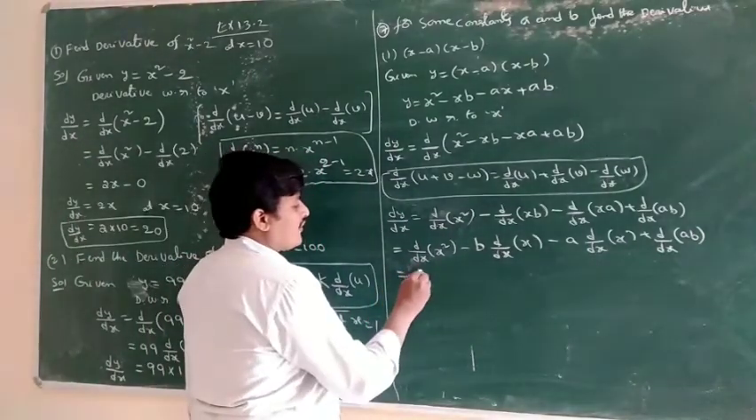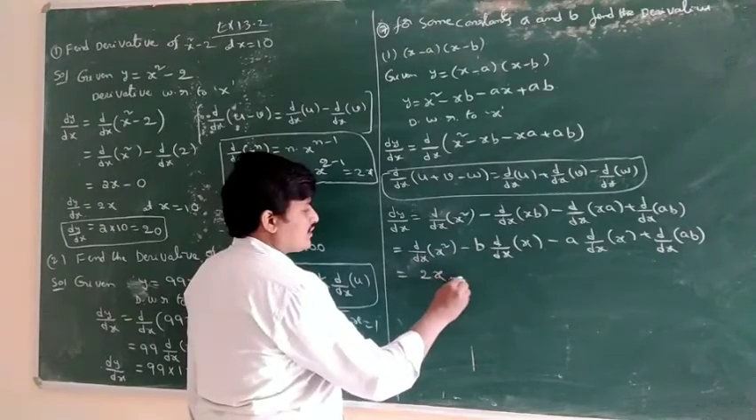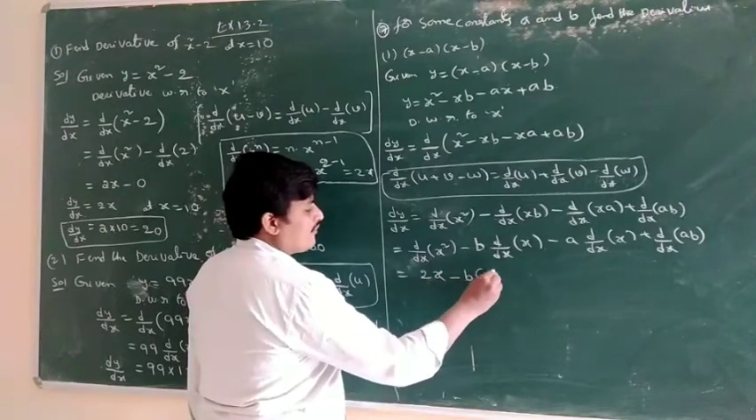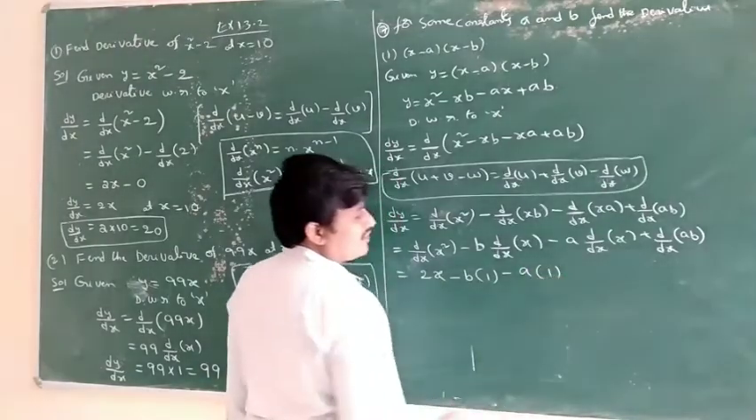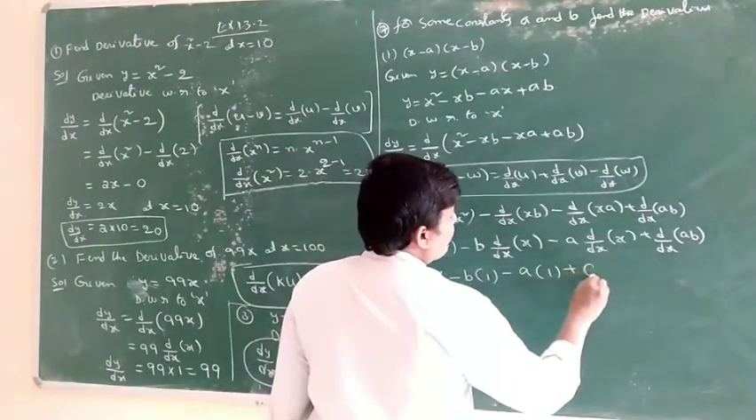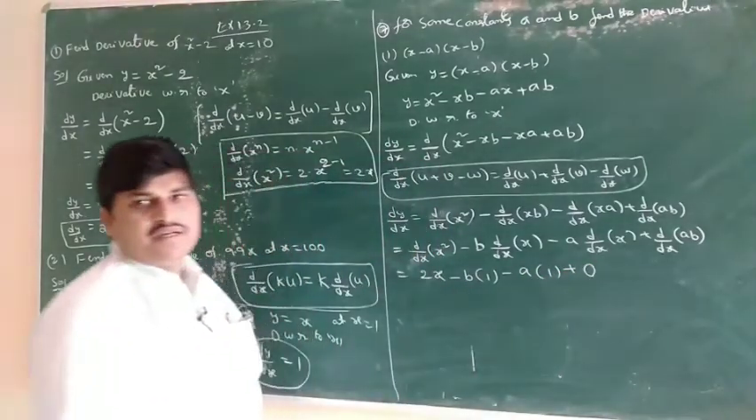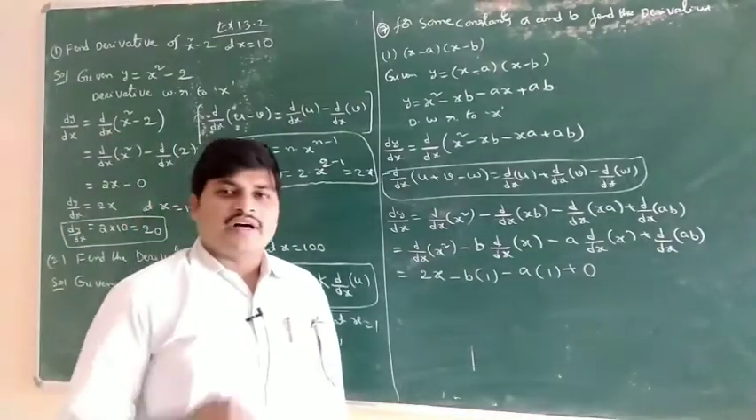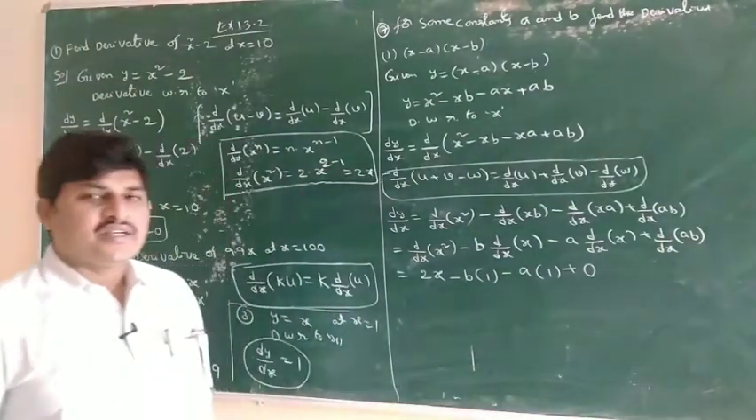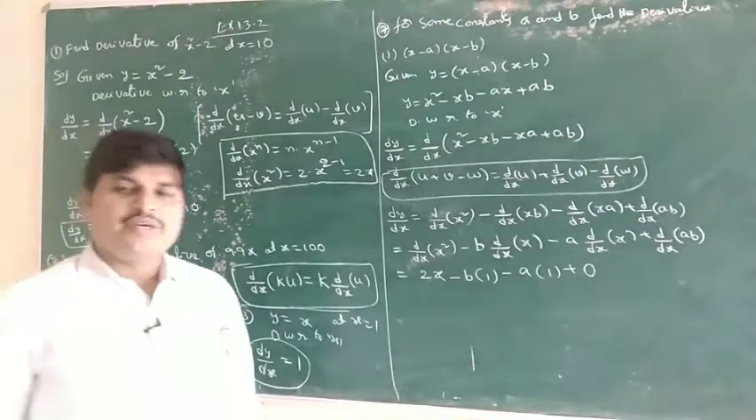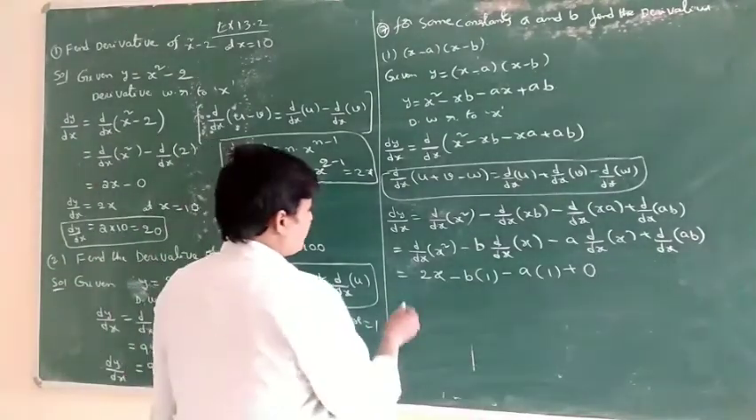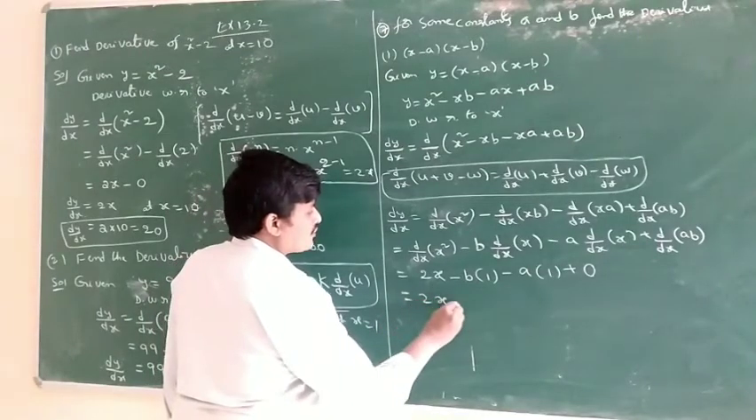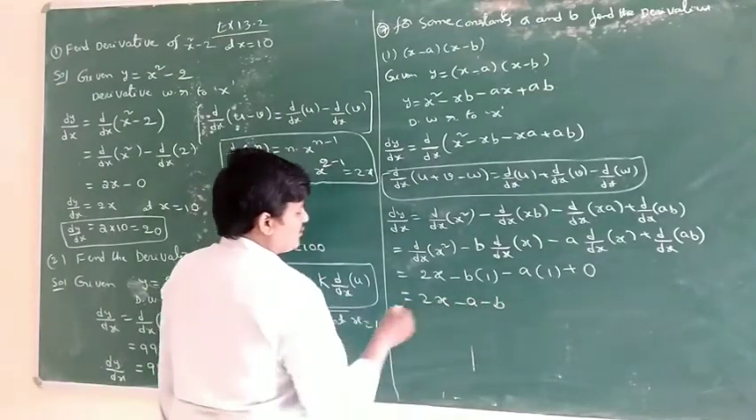So derivative of x square is equal to 2x. b into derivative of x, which is 1, minus a into derivative of x, also 1, plus derivative of a constant. a is a constant, b is a constant, a into b is also constant, and the derivative of a constant is 0. So therefore 2x minus a minus b.